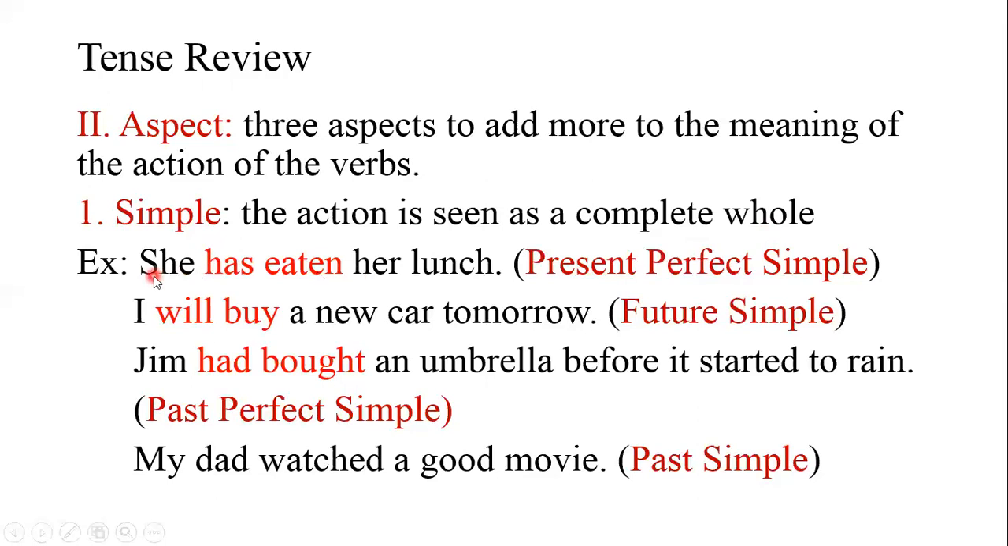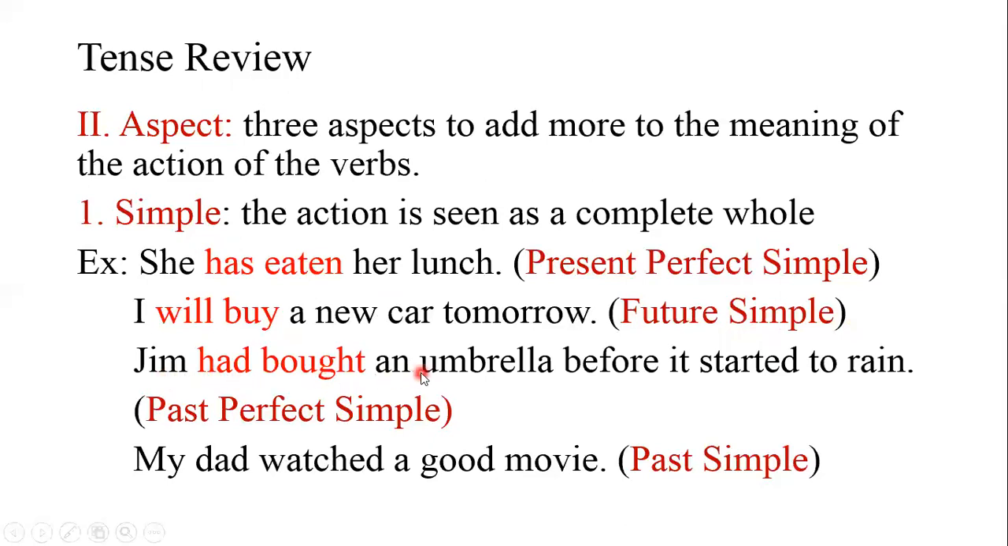Example, she has eaten her lunch. This is present perfect simple tense. It means that she finished her lunch. It's a completed action here. I will buy a new car tomorrow. If you look at tomorrow, I will buy a new car, referring to a completed action for tomorrow. You see, future simple.